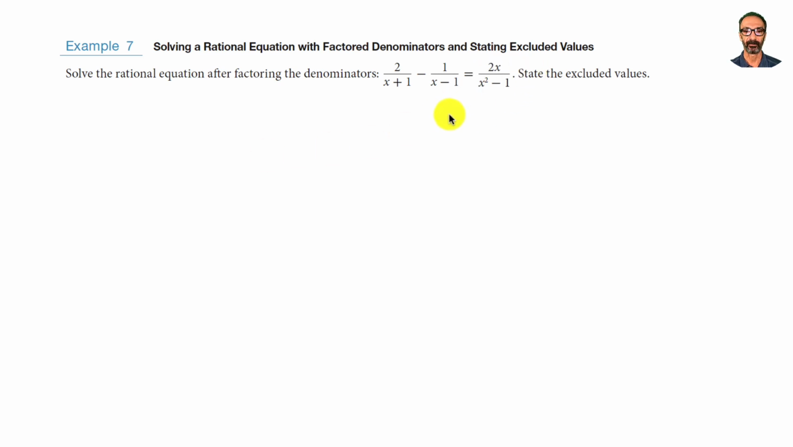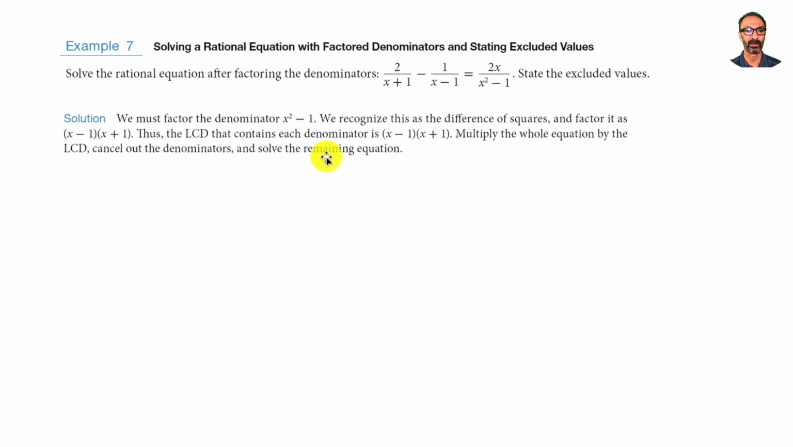Example number 7. X plus 2, x minus 1, x squared minus 1. This is interesting. This right here, if you factor it, we had it in a previous video, it's a difference between two squares, which factors to x minus 1 and x plus 1. So, as you can see right here, that is the last denominator. It's almost like you have 2 here and 3 here, and you have 6 here, and 6 is actually 2 times 3. So that's going to be the LCD.